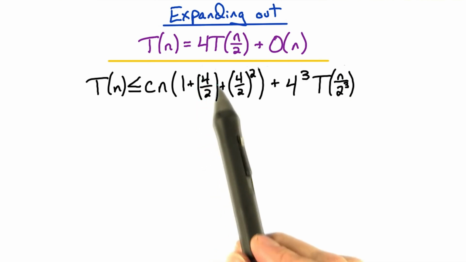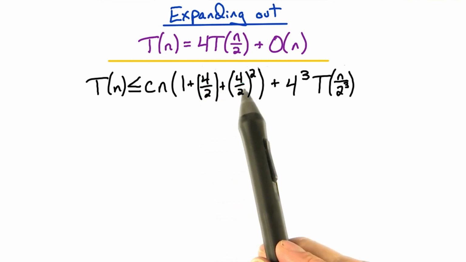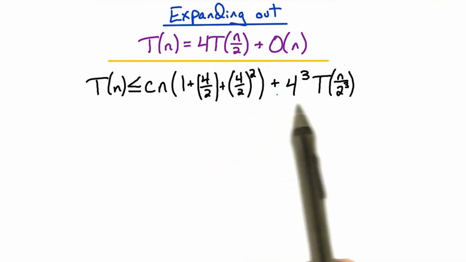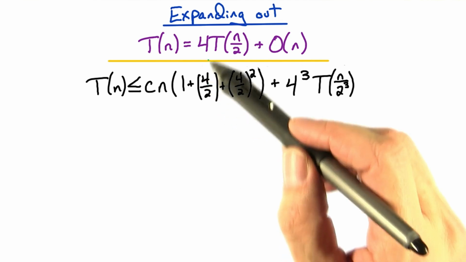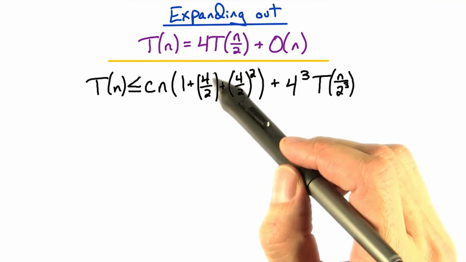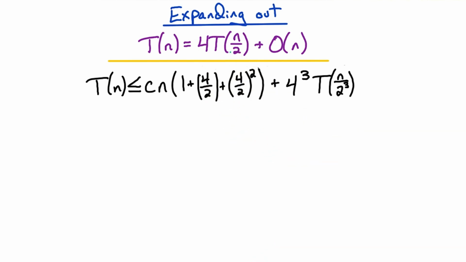Now notice we're leaving this as 4 over 2 and 4 over 2 squared instead of 2 and 2 squared, so that we see the geometric series that's going to arise. And this illustrates how the geometric series that arises is related to the original recurrence. The 4 comes from here, and the 2 comes from this term. At this point, we see the pattern.